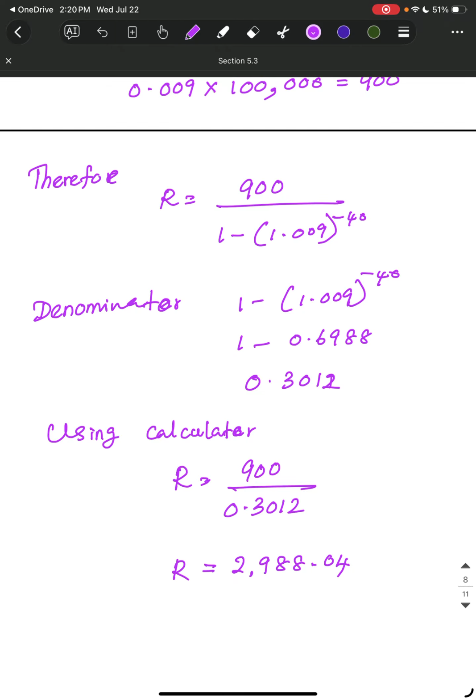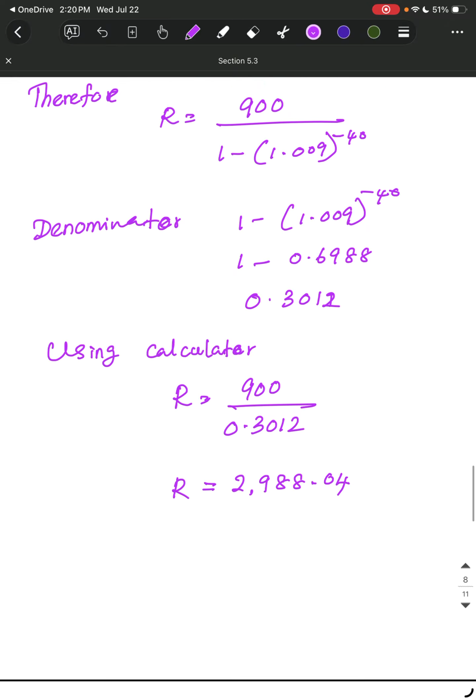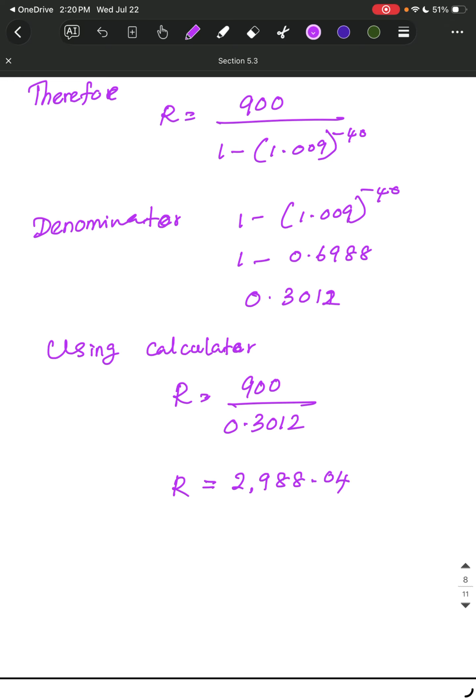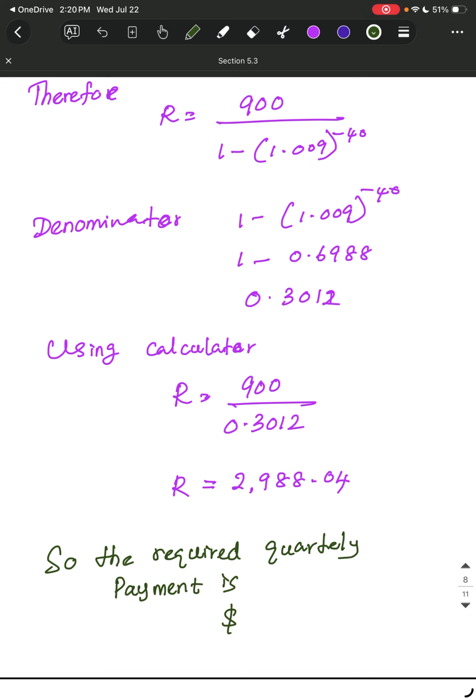So the required quarterly payment is $2,988.04. So the required quarterly payment is $2,988.04.